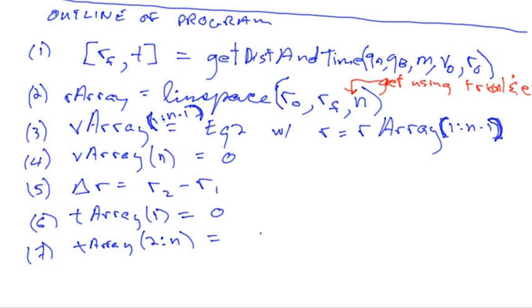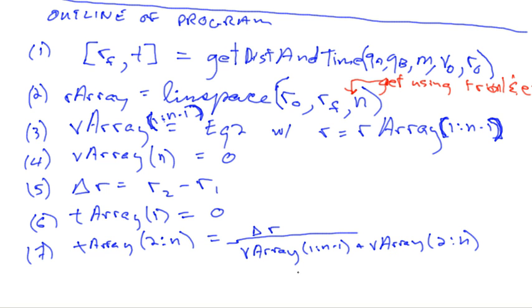delta r divided by, and I'm going to have an array of average values of velocity. So v array of 1 up to n minus 1 plus v array of 2 to n, all divided by 2.